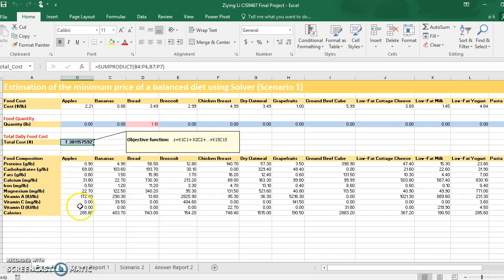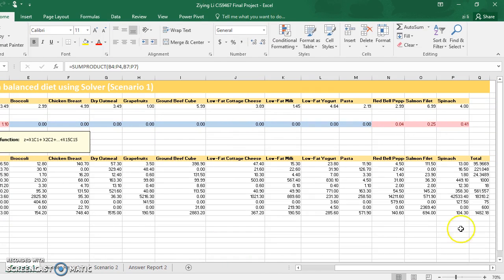Lastly, in this table, we have a summary of the food compositions for each of the food items. For example, from here we can tell a pound of apples will contain 69 grams of carbohydrates, 172 international units of vitamin A, and 285 calories, and so on. Additionally, in the rightmost column is the total for each of the nutrients, and it was set up using the sum product function again. In this case, it is the sum of the products of the amount of the nutrients and the quantity associated with each of these food items. And all of these are subject to the constraints that we just mentioned.